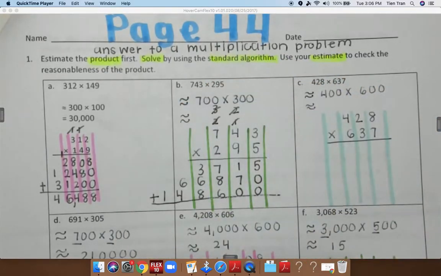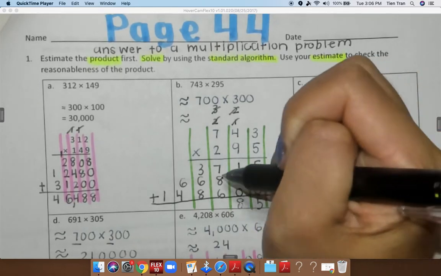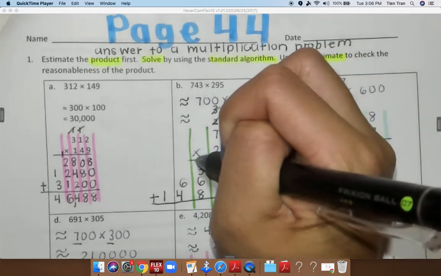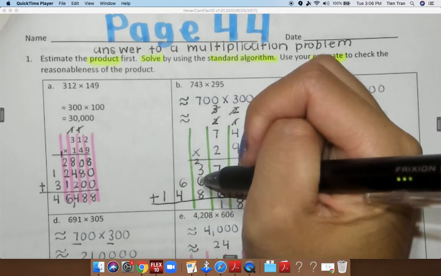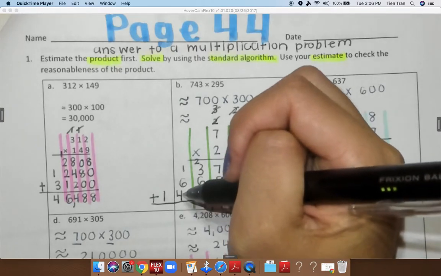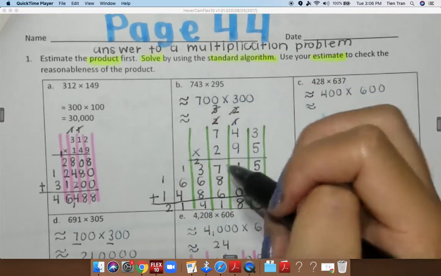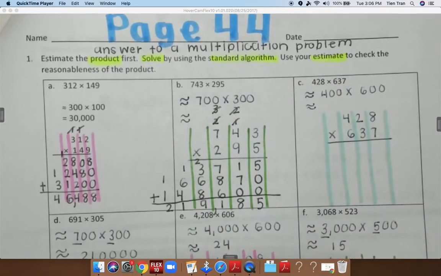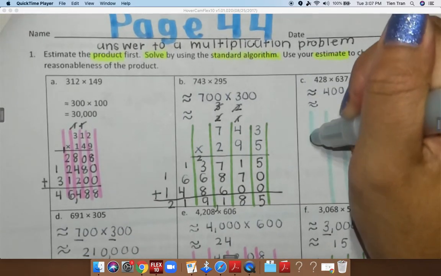I'm going to add everything together. 5 plus 0 plus 0 is equal to 5. 7 plus 1 is equal to 8. 7 plus 8 is equal to 15. And 15 plus 6 is equal to 21. Now I'm going to add 8 plus 6 plus 3 plus 2, which is going to give me 19. 6 plus 4 is 10. 10 plus 1 is 11. And 1 plus 1 is equal to 2. So my final answer is 219,185.